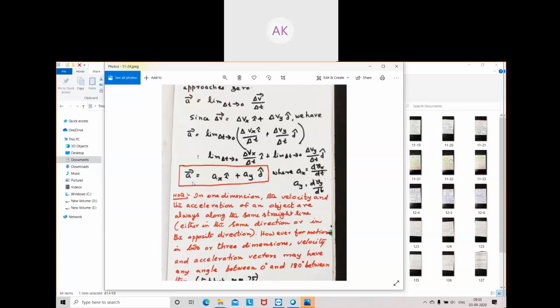See, this is the equation for instantaneous acceleration. In component form, vector a equals ax i cap plus ay j cap. What is the equation for average acceleration? I check whether you understood the difference. Average acceleration, how will you write? Same? Any change?